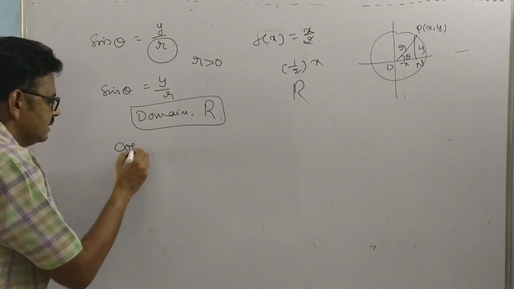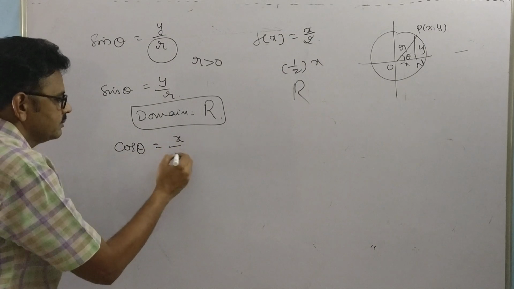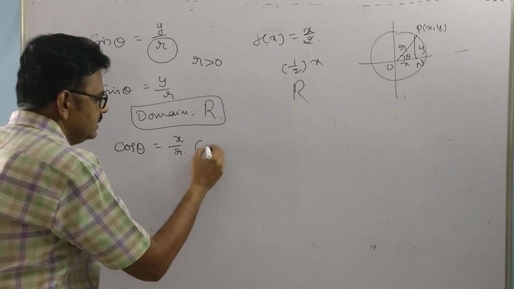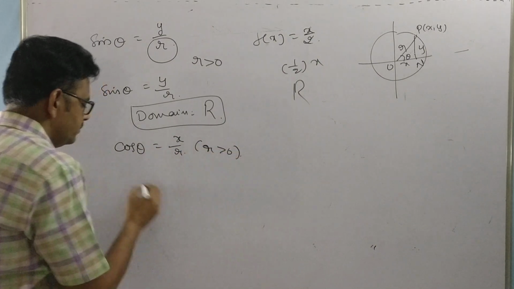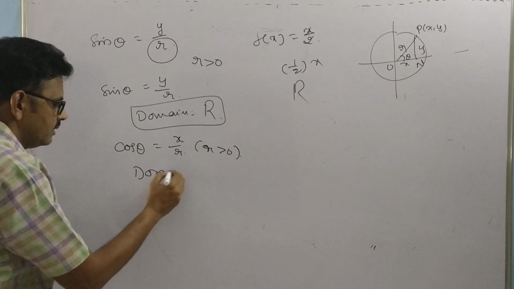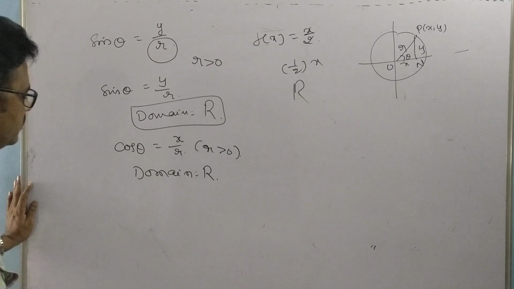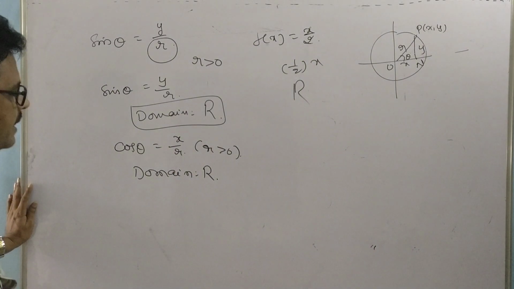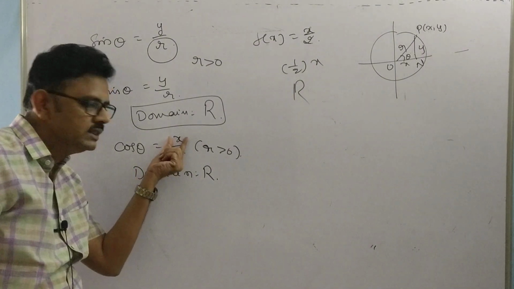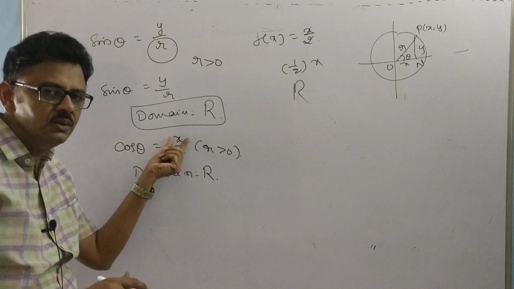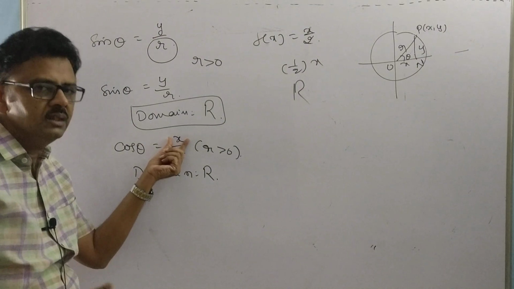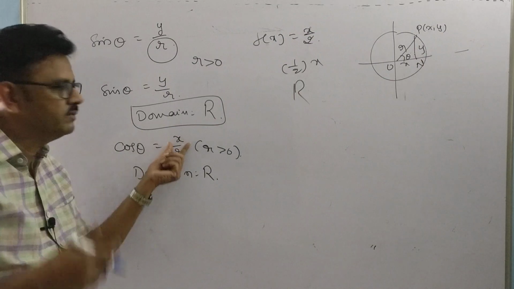Like cos theta is equal to x by r. There r is positive. Therefore the domain is, it is defined for all real values. Domain of cos x is R. It is defined for any value of x, it is always defined. x equal to 0, well and good. x equal to 1, x equal to 2, x equal to 3, whatever it is defined.